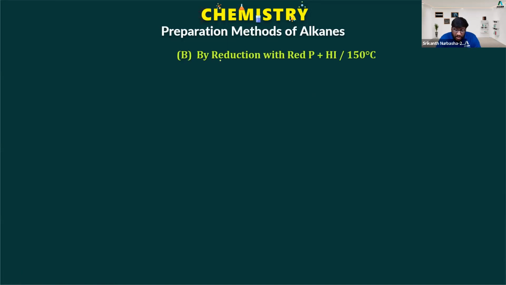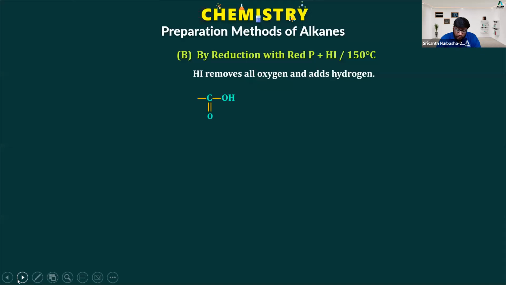The next type of reduction is reduction with red phosphorus and HI. HI removes all the oxygen and adds hydrogen. So a carboxylic acid is converted to a carbonyl, the carbonyl is converted to the respective alcohol, and the alcohol is converted to the respective alkane. It removes all the oxygens and tries to add hydrogens.